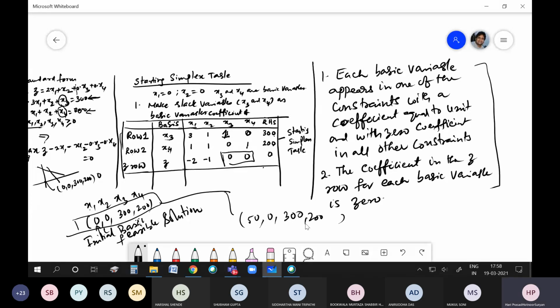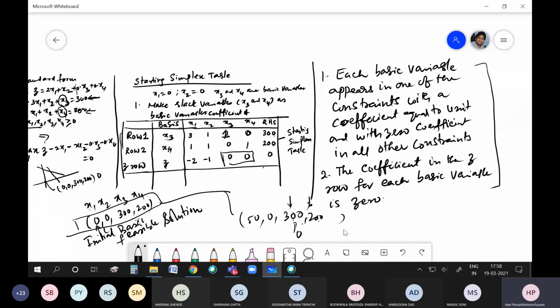What I have written here? No. This is not possible because you should have minimum 2 zeros, then only it becomes a basic solution, isn't it? So I have to force either x3 or x2 to 0 so that I can have another basic solution.